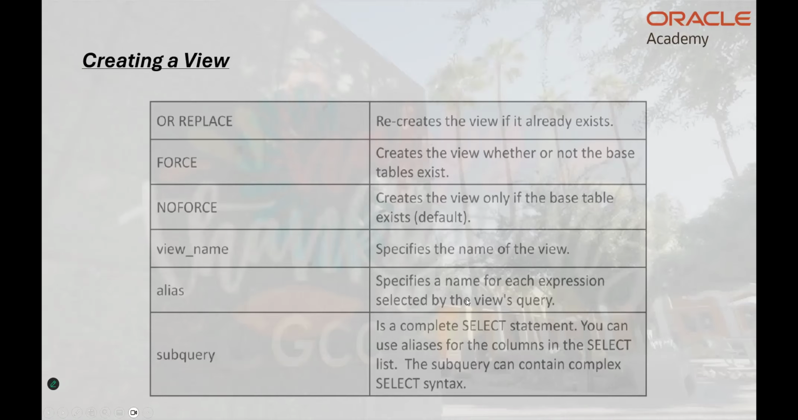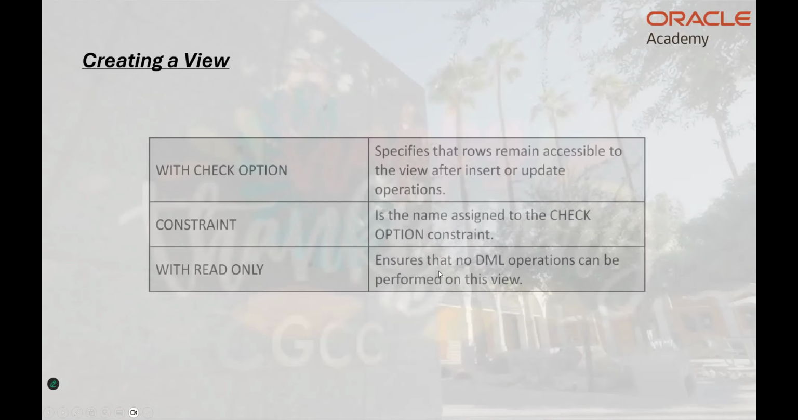The view name is the view name. The alias specifies the name for each expression selected by the view's query. So basically, you can alias the view itself, but usually the view name is appropriate for that view. But sometimes you want to associate that with the base table, etc. And then subquery is a select statement, and this is essentially what you use to create this view table. Pretty straightforward, right?